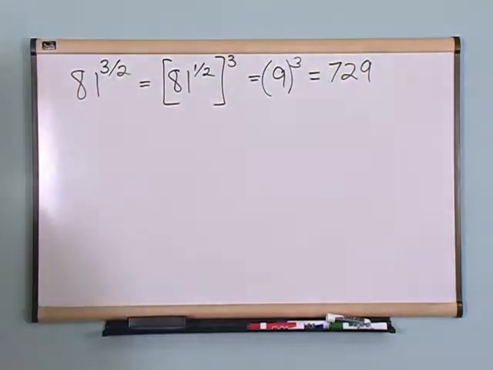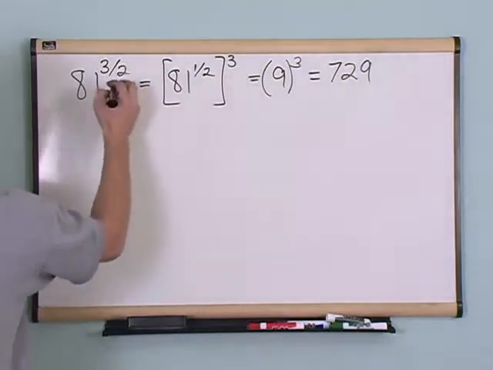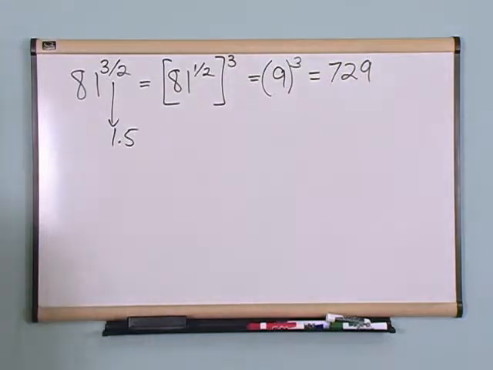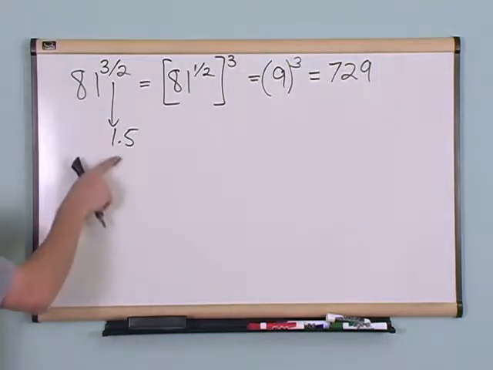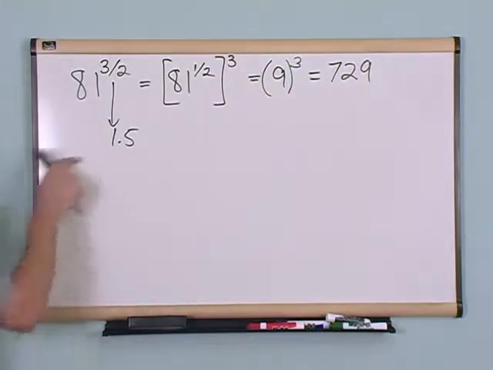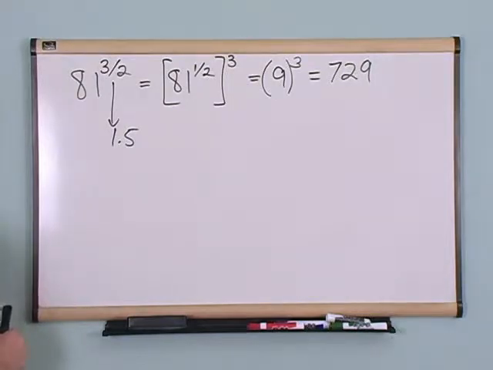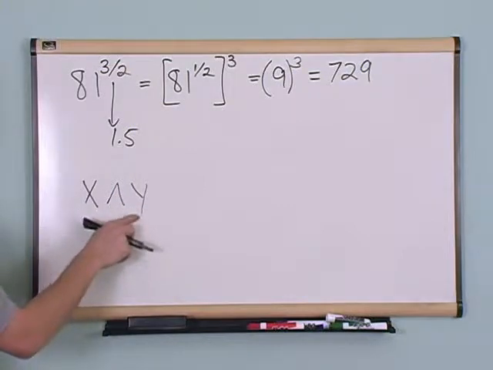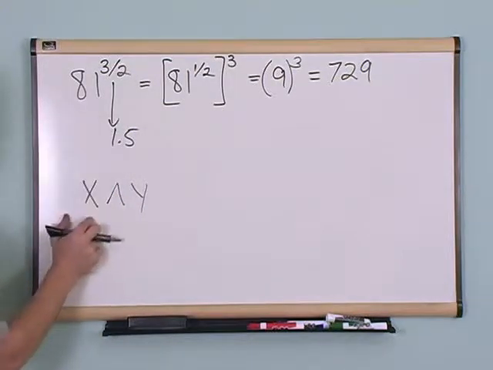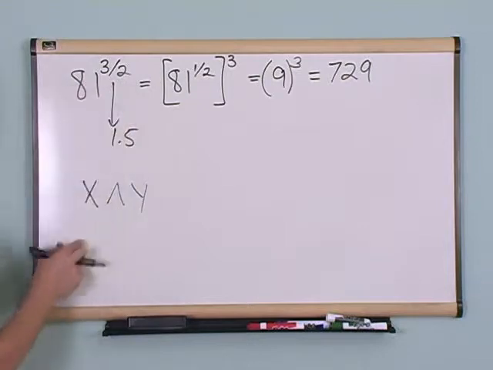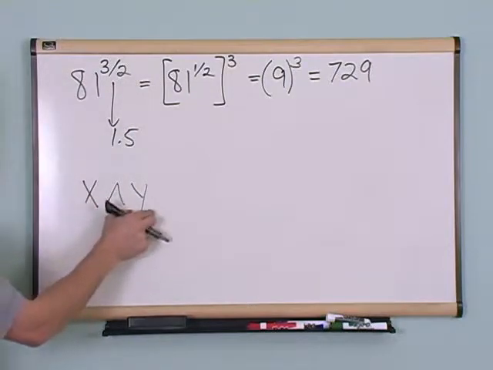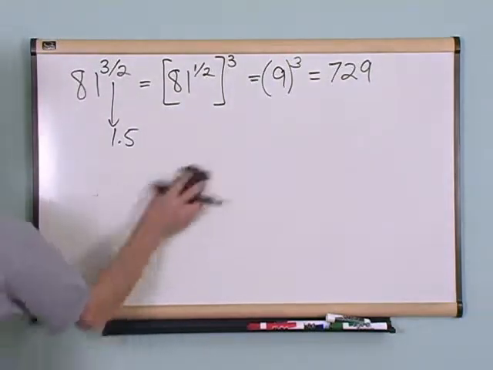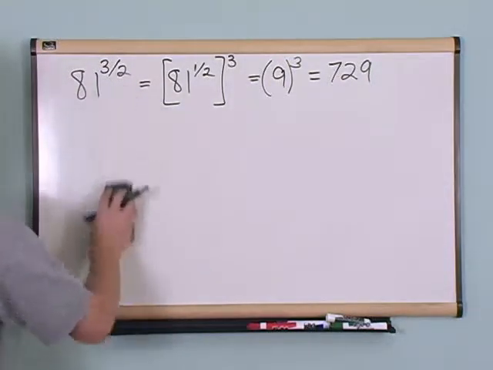That's it. If you look at this, 3/2 is just equal to 1.5 in decimal. If you were to take 81 and raise it to the 1.5 power, on many calculators there's a button that looks something like this, x caret y. This means x, in this case 81, raised to the y power. So you can take 81 and raise it to the 1.5 power. The number that will come out will be 729, because that's exactly what we're doing here.